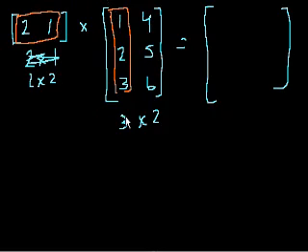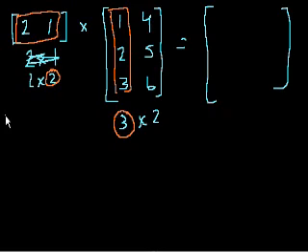And you didn't have to go through that exercise. You could have looked at the dimensions. 1 by 2, and this is a 3 by 2. This 2 is not equal to this 3. The number of columns in the first is not equal to the number of rows in the second. So you cannot multiply those two matrices.